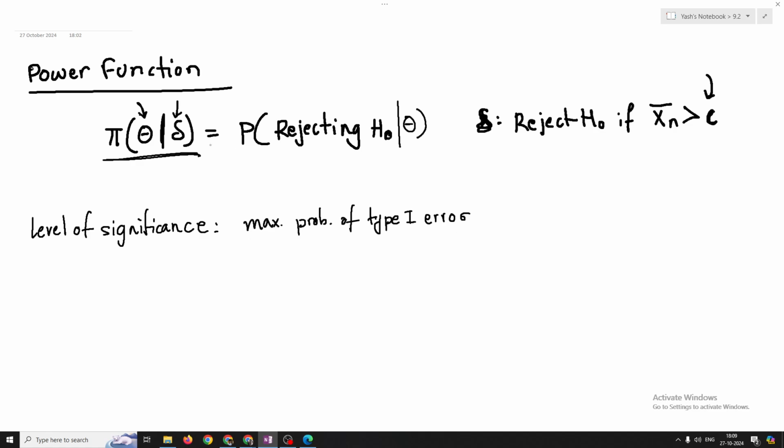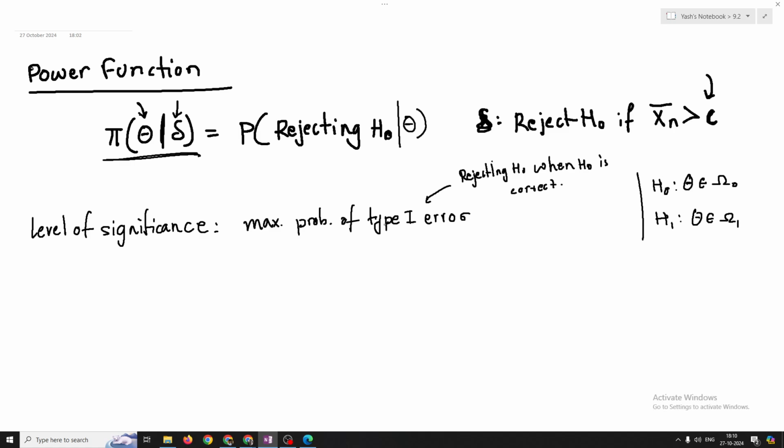Now how do we rewrite this in terms of the power function? Well, a quick reminder that this is how we write our hypotheses. Our null hypothesis is that the parameter belongs to some particular set, let's say omega naught, or alternatively it doesn't belong to that set and it belongs to some different set, let's say omega 1. And what was type 1 error? Type 1 error was rejecting H naught when H naught is correct. So that is what type 1 error is.